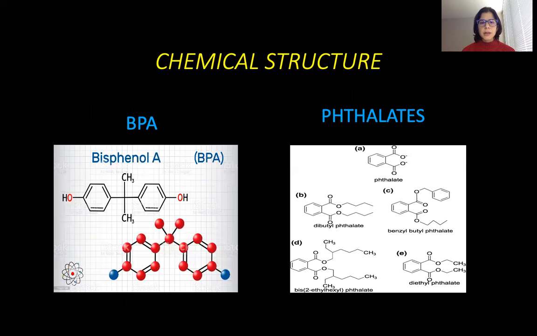We can see the chemical structure of both. On one side is the BPA, which is just one. On the other one, the phthalates, as I mentioned, is a family of different compounds. So we can see 5 different chemical structures.